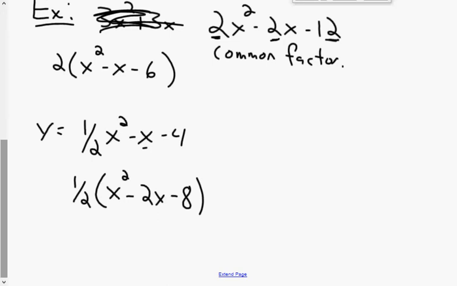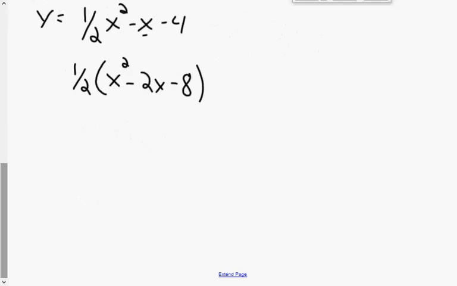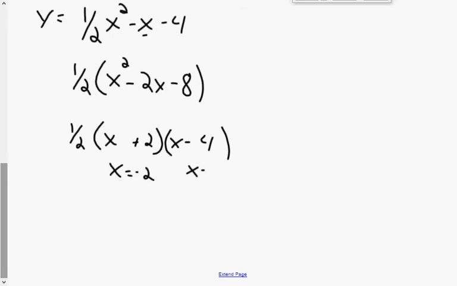And now you can factor this one. Okay, so factors of 8 that give me 2? 2 and 4. 2 and 4, right? And when you have a factor out front, don't worry about that. That doesn't change anything. Your x-intercepts are still going to be -2 and 4.